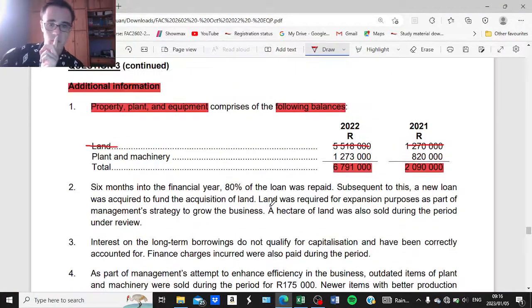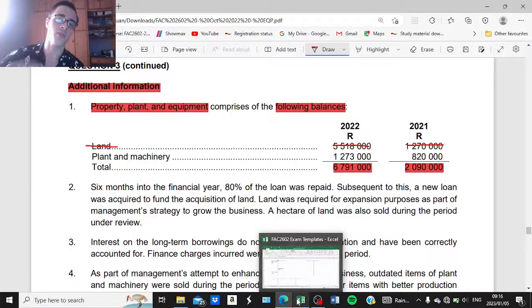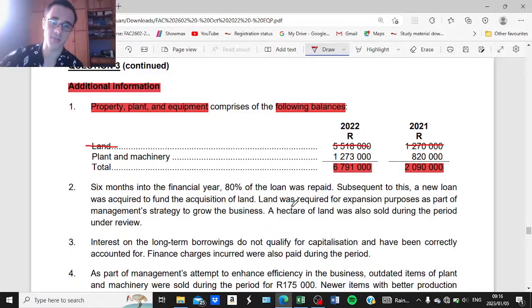Okay. Now, we need to determine whether there are any items that affect land. And when it comes to land, we need to look specifically for revaluation surplus. Was there a revaluation during the current year that caused the value of land to increase? Remember, normally from FAC2601, you will recall that land is usually measured according to the revaluation model. So in other words, we measure land at fair value. And when there is a fair value adjustment, we make use of an item called revaluation surplus.